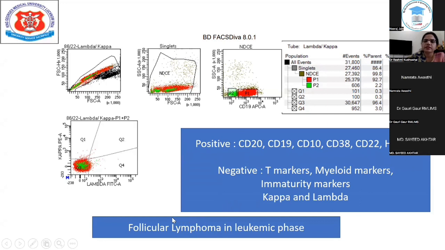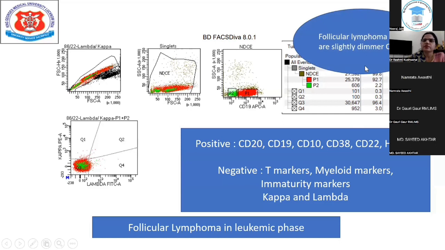Now, one important thing I want to point out here is that in our lab, whenever we have got cases of follicular lymphoma, we have always noticed that they are slightly dimmer CD45 positive. I haven't found a comment on CD45 in the literature, but the literature says that the follicular lymphoma cells are slightly dimmer positive for CD19.